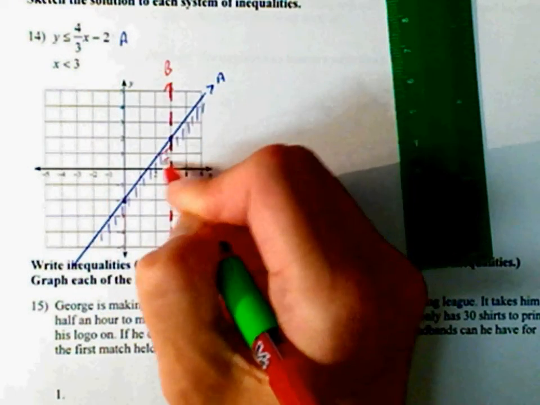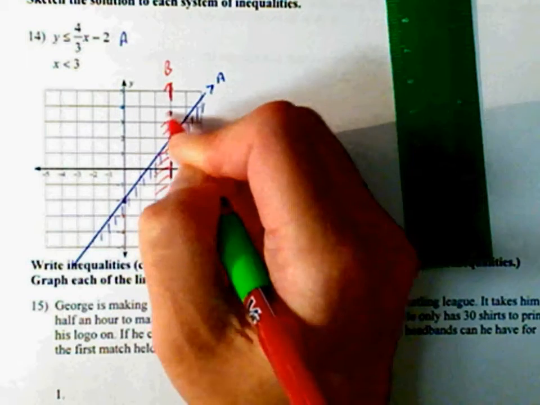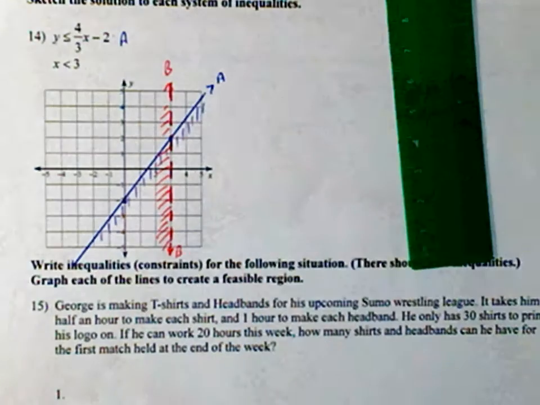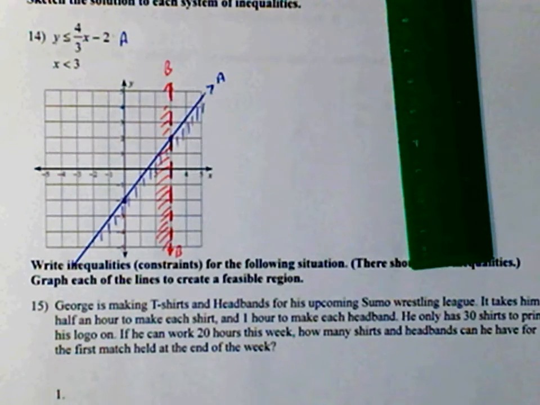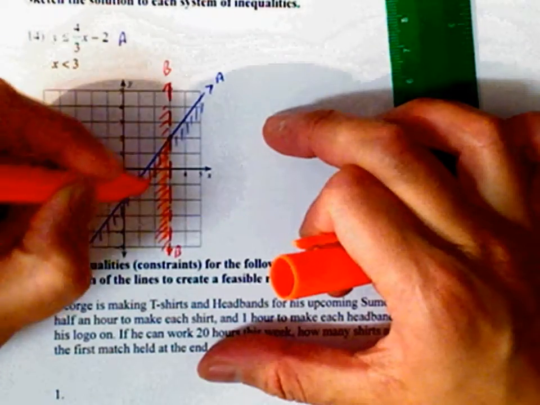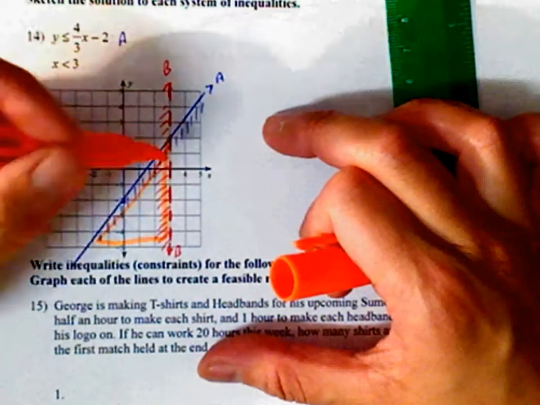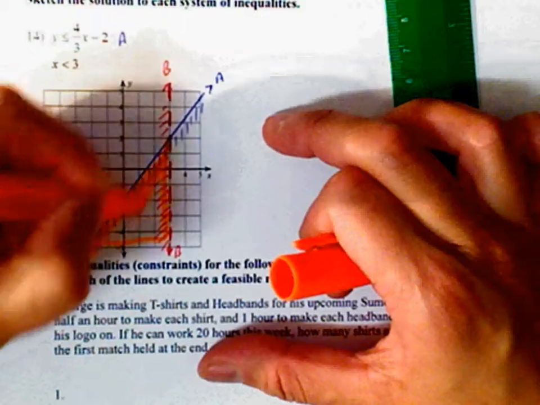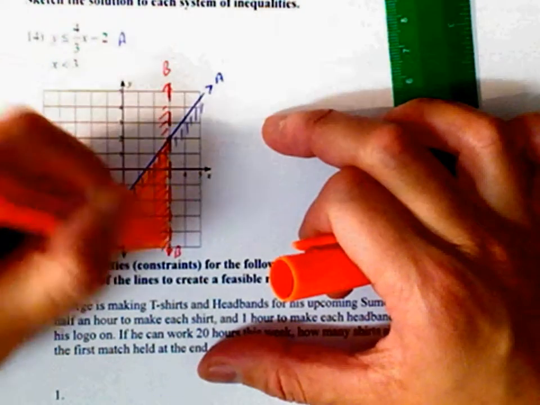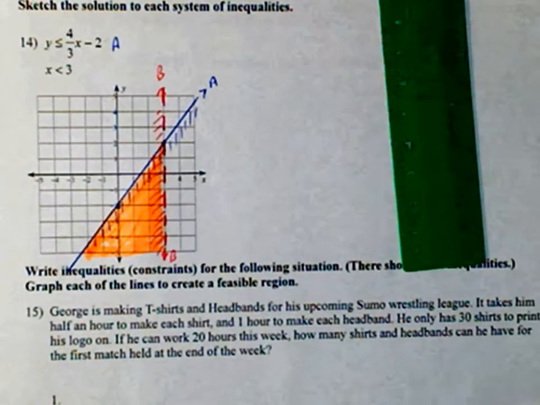So which way is less than 3? This way. Are you seeing where the overlap's taking place? Okay? So it says that's the overlap. I'm going to go ahead and shade this area, just like so. Okay, and there you go.